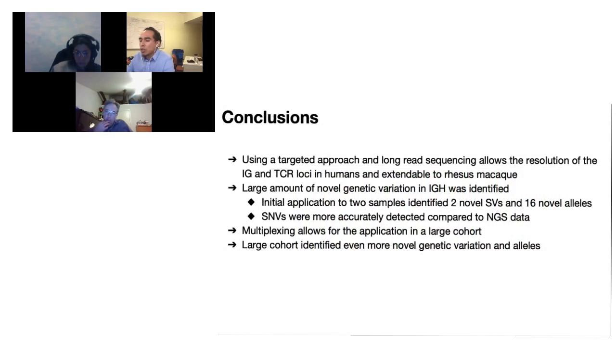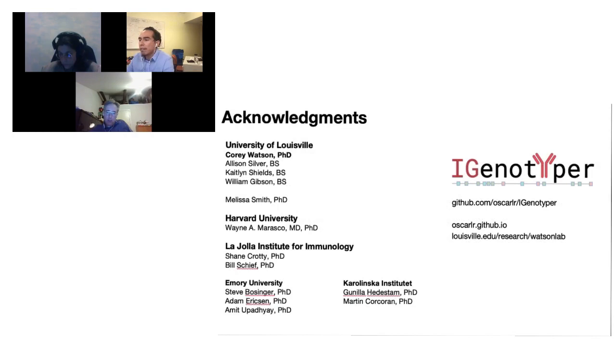So to conclude, we developed a long-read sequencing targeted approach along with a bioinformatic tool called iGenotyper, and used this framework to resolve a large amount of novel genetic variation and alleles in the Ig and TCR loci. And we're currently extending this method to the rhesus macaque.